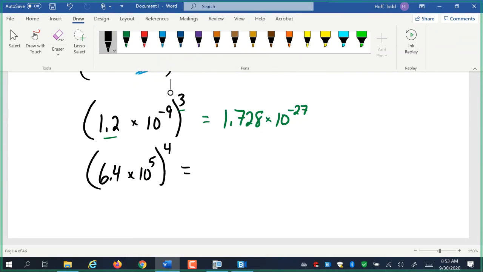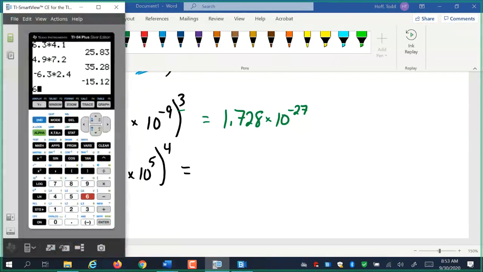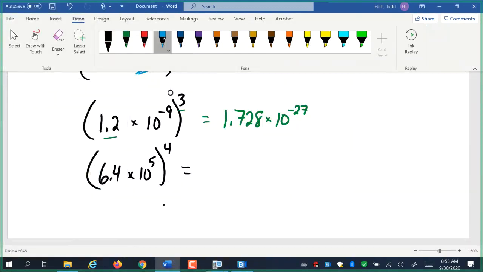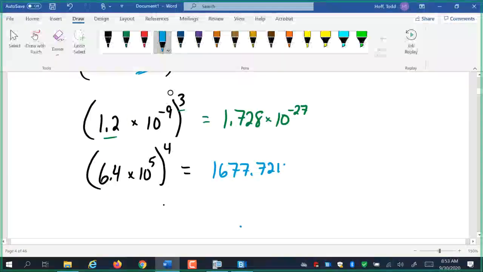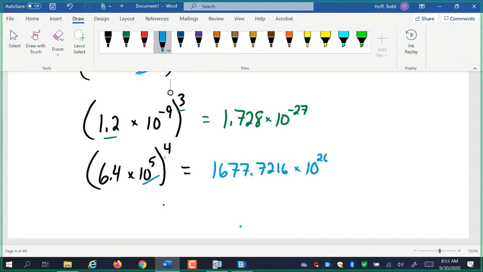Let's do something like this. 6.4 times 10 to the 5th to the power of 4. So we have to do 6.4 to the power of 4, which is 1,677.7216. Then we do the 10 to the 5th to the power of 4. 5 times 4 is 20, so it's 10 to the 20th.